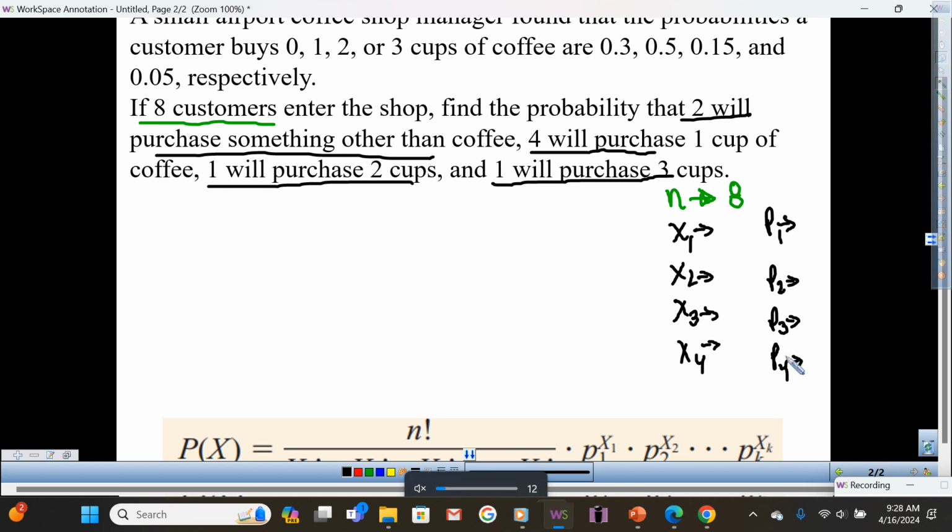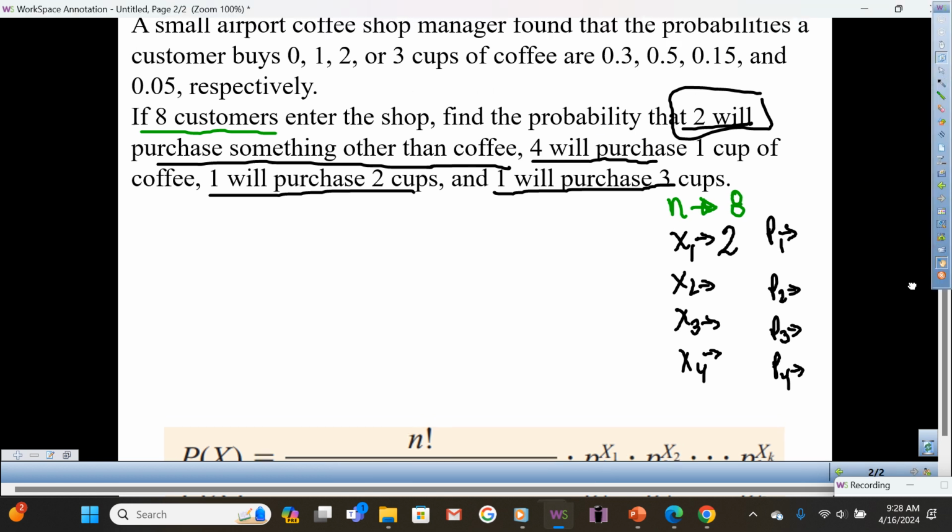So let's go with our first one. It says, find the probability that two will purchase something other than coffee. So my first probability that I need to look for, or my x, is x sub 1 is my 2. So what does that represent? 2 will purchase what? Something other than coffee. So what does that mean according to what we have here? Look at it.